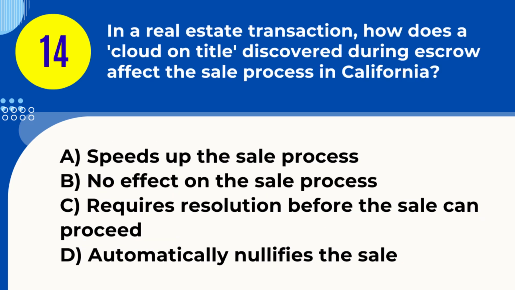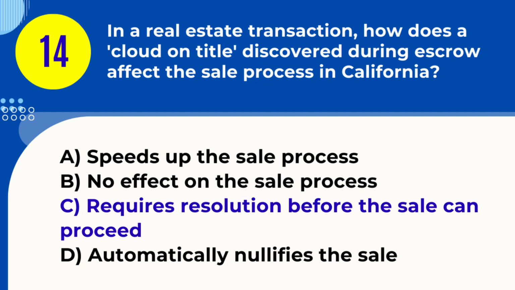Question 14. In a real estate transaction, how does a cloud on title discovered during escrow affect the sale process in California? A. Speeds up the sale process. B. No effect on the sale process. C. Requires resolution before the sale can proceed. D. Automatically nullifies the sale.